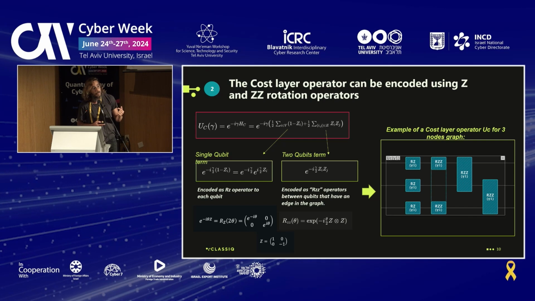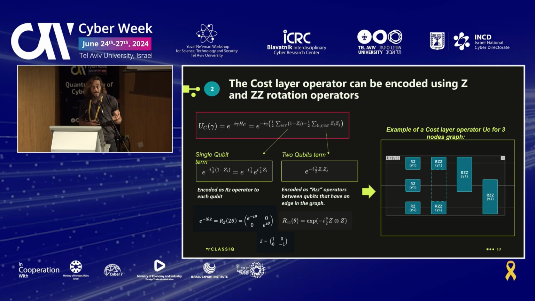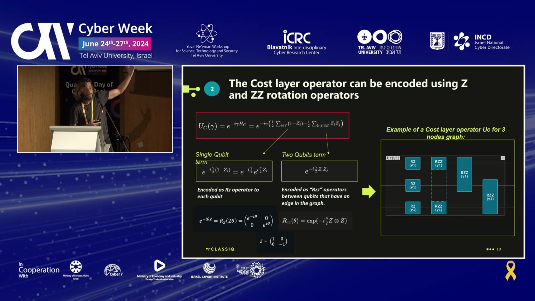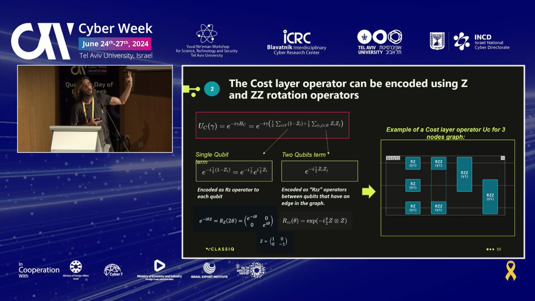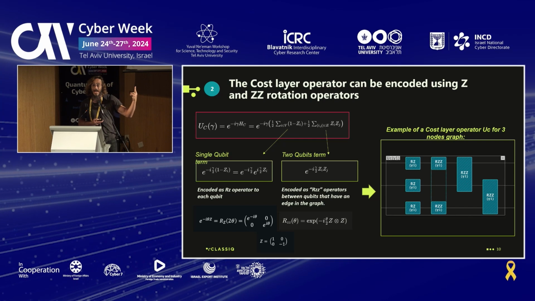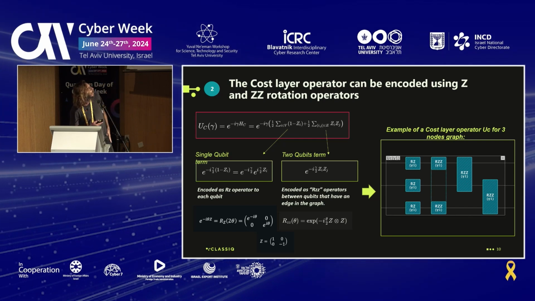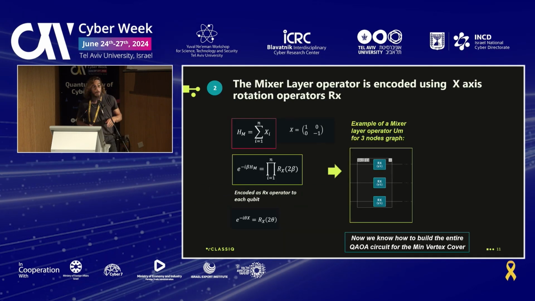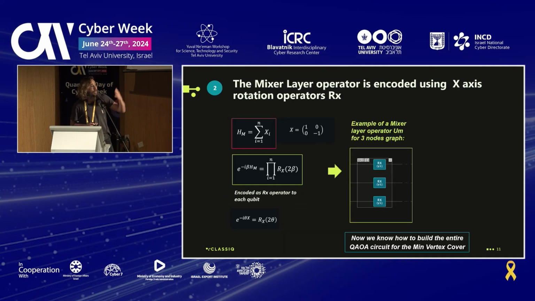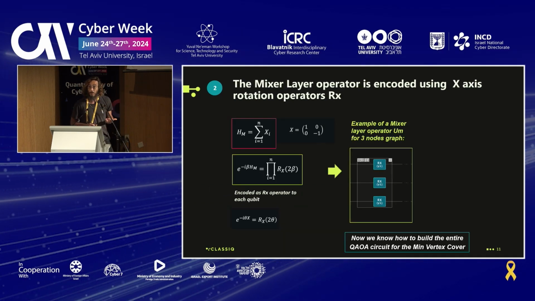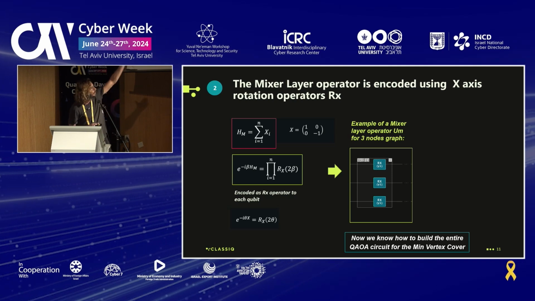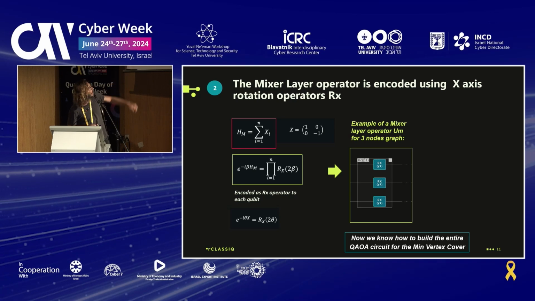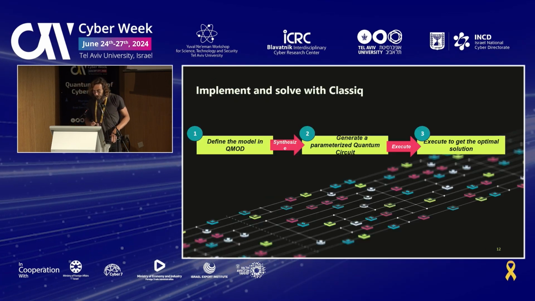For every node in the circuit, or every vertex actually in the graph, we're applying a single qubit RZ operator. That's pretty easy. And for every 2 qubits, which represent 2 nodes in the graph which have an edge between them, we apply a 2 qubits RZZ operator, and that's it. The mixer Hamiltonian is even simpler. It's just a bunch of Pauli X operators, and if we exponentiate them, we just get Rx operators encoded on each of the vertices.